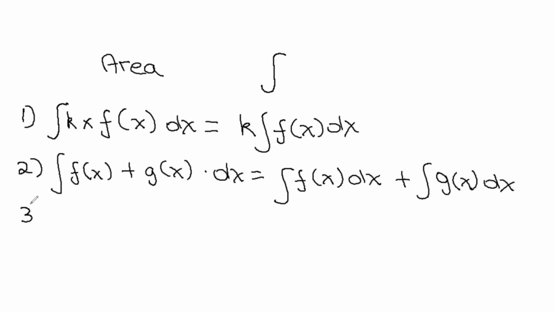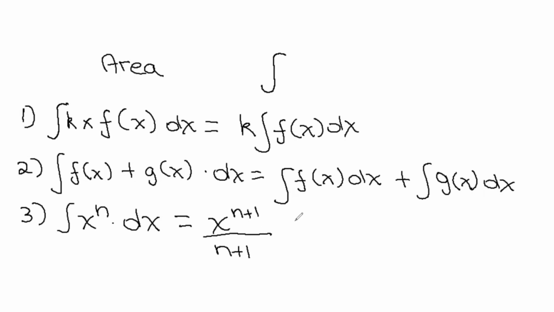Now if we move to the third rule, the third rule states that integration of x to the power of n into dx is equal to x to the power of n plus 1 divided by n plus 1 plus c. This c is a constant and you have to add this to all the functions which you integrate.